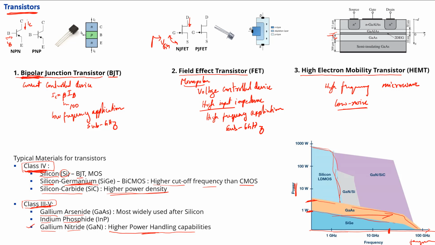For example, 5G technology is going to have operations at 28 gigahertz. So for these, along with very high power handling capability, we would need to go for gallium nitride or silicon carbide kinds of technologies.